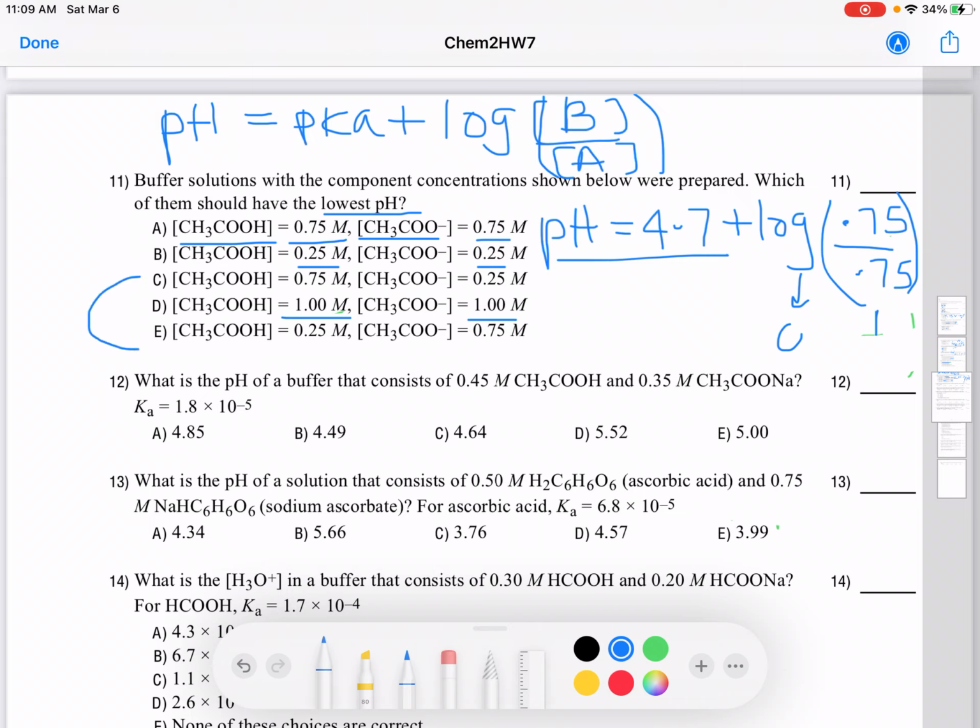But if you look at D and E, they have different buffer concentrations, 0.75 and 0.25. So when you calculate that, you put 0.25 here and then find out what the log term is. If it is a positive value, you add it to 4.7. If it is a negative value, you subtract, and find out which one gives you the lowest pH. Okay, that's how you would calculate that.